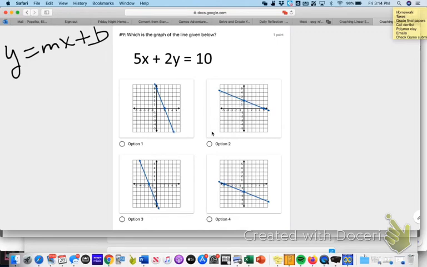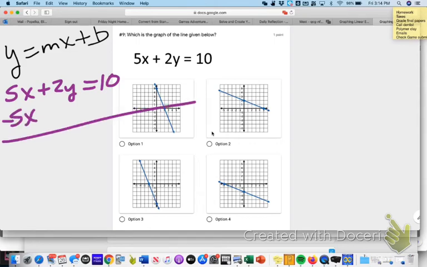So the first thing I notice is that the x is on the wrong side of the equal sign. It needs to be over there so that it's in slope-intercept form. So I'm going to rewrite this over here, 5x plus 2y equals 10. Okay, so how do you get rid of a 5x? Of course, you do that with a minus 5x. What I do to one side, I have to do to the other.